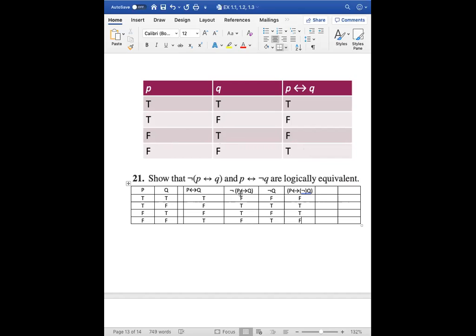Now we see that the truth values for this statement, false, true, true, false, are the same as the truth values for this one here, false, true, true, false. So therefore, they are logically equivalent to each other.